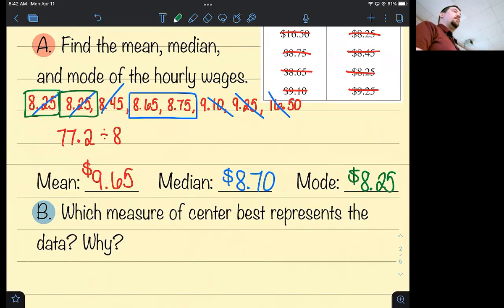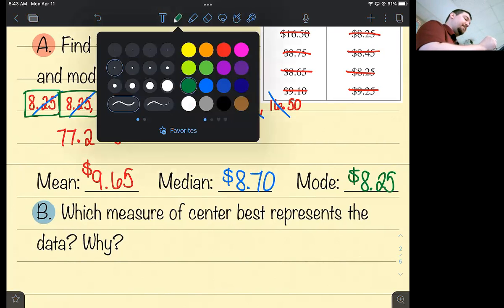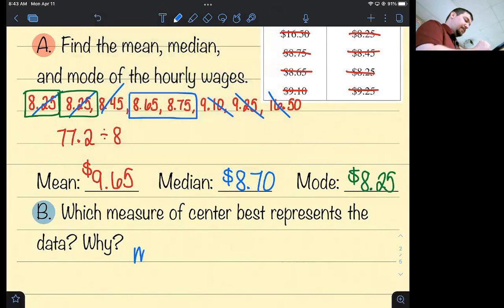That leaves us with the median. If I said $8.70, I think most people would find that a fair estimate because it is right in the middle, where the average is supposed to be. So the best measure of center for this data set is going to be the median, because it's in the middle. But why? Why is the average so much different than the median?